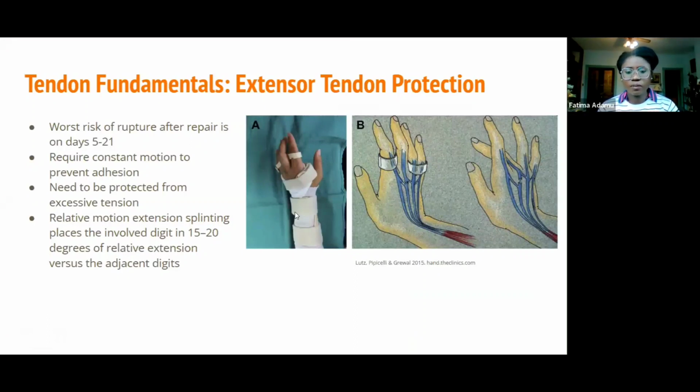This is another good example of showing the wrist placed in extension, and then the affected extensor tendon placed in extension of that finger. There are also zones within each zone of the flexor and extensor tendons, that can determine what position you place patients in.